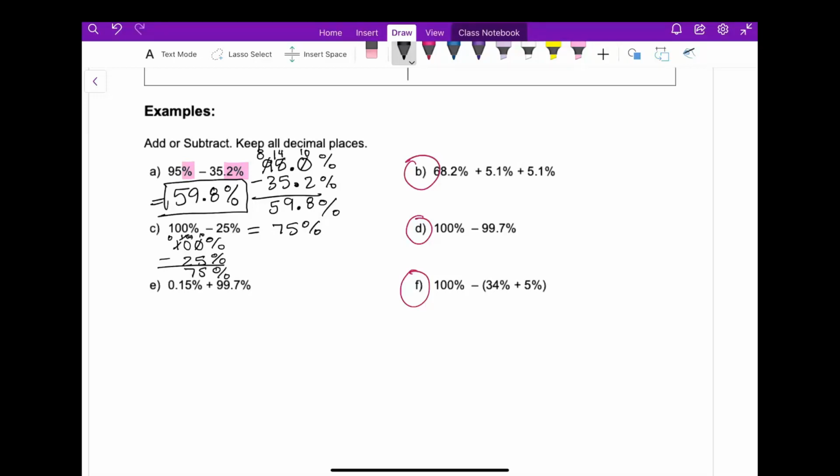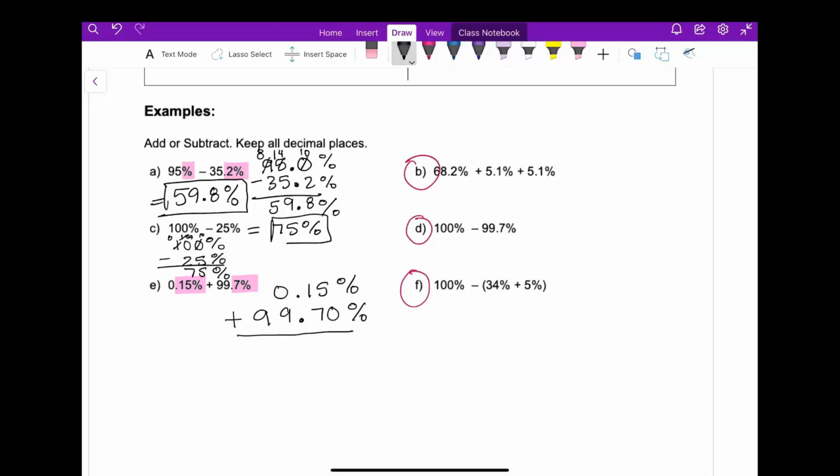Part E. 0.15% plus 99.7%. Let's observe our decimal places. This has 2 places after the decimal. This has 1 place after the decimal. The first thing is to make them match. Align your decimal places. And so here we need a 0.